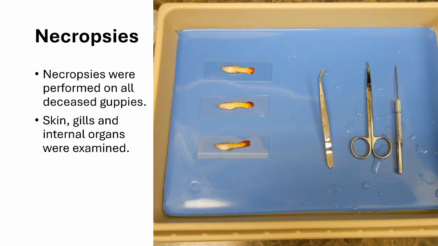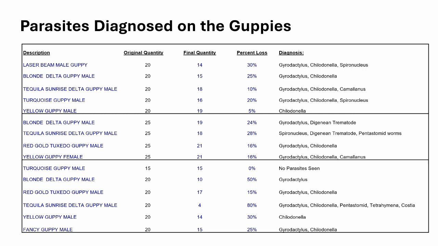And any fish that died in this study were completely necropsied, so we could look at the internal organs, the intestines, kidneys, livers, gills, any other thing, looking for parasites. So after examining all these fish, we found a variety of different parasites on them, and it was actually surprising to see how many different parasites were on some of these fish.